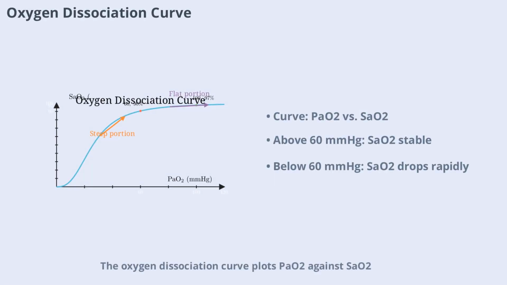The oxygen dissociation curve plots PaO2 against SO2, showing how hemoglobin saturation changes with oxygen pressure. At normal body temperature and pH, the curve is sigmoidal. Small drops in PaO2 above 60 mm Hg cause little change in SO2, but below this, saturation falls rapidly. This relationship is crucial for understanding oxygen delivery and the risks of hypoxemia.